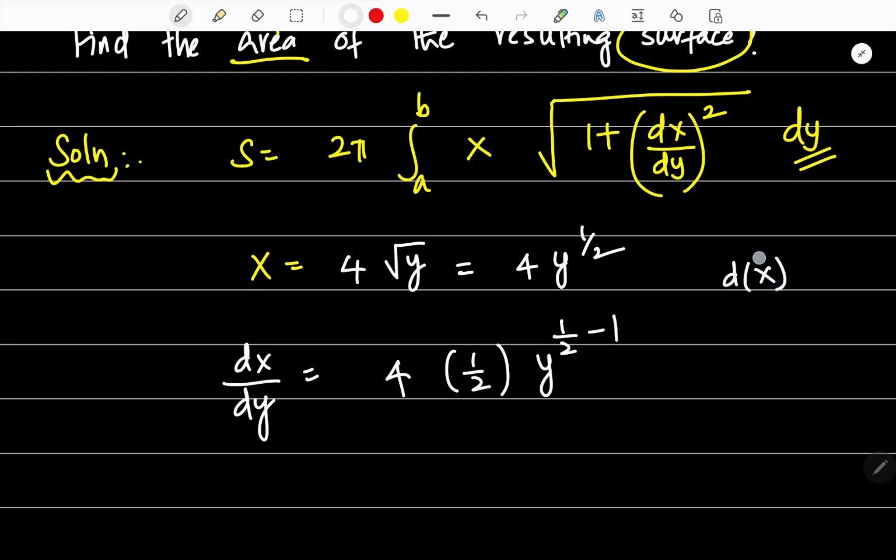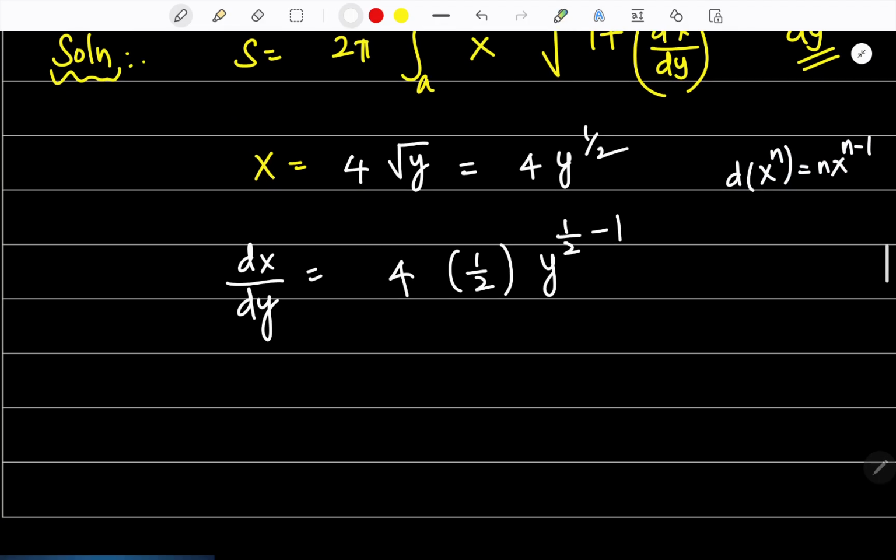Because derivative of x power n is what? n x power n minus 1. I know calculus 2 is a little difficult, especially module 2 is a very difficult module. You need to put a lot of effort into that one. So let me cancel this 2 with this 4, you will get 2.